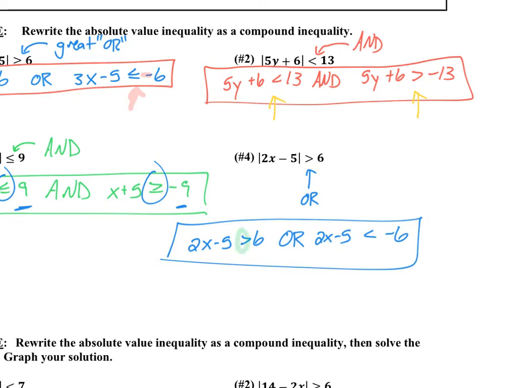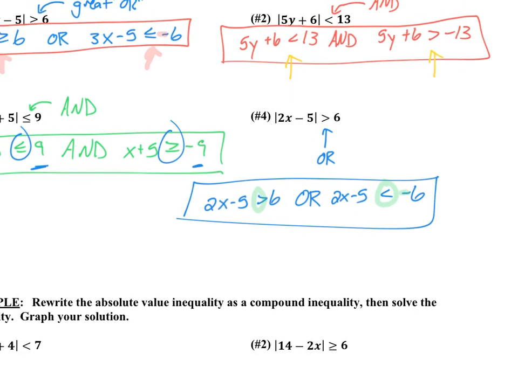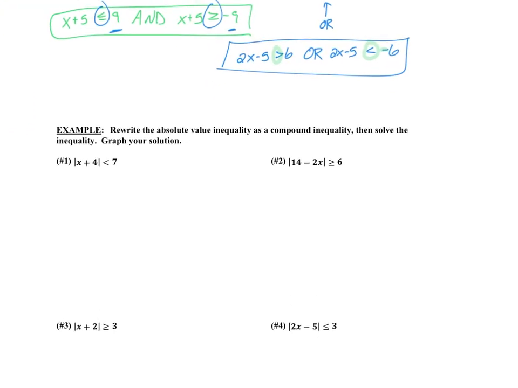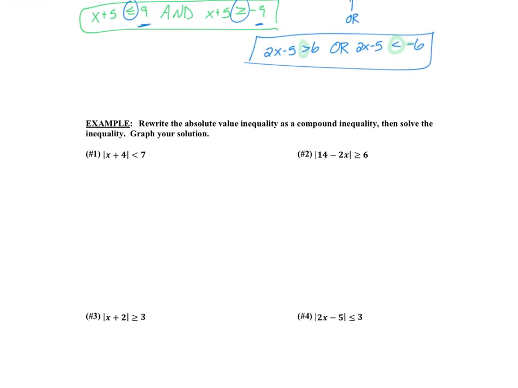Again, flip the symbol, and it became negative 6. So that's the first step in graphing these and solving these. And then we have 2 examples of solving and then graphing. So if we're going to solve and graph these now, we have to do what we just did, rewrite them, and then solve it. So in number 1, this is a less than, so it's an and.